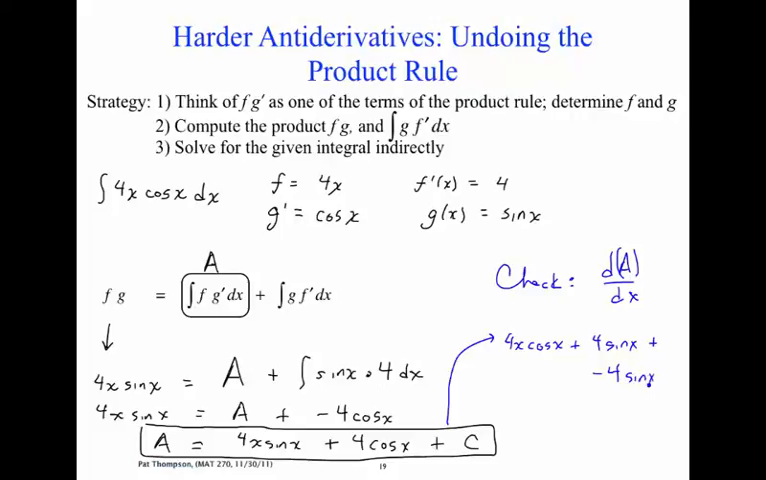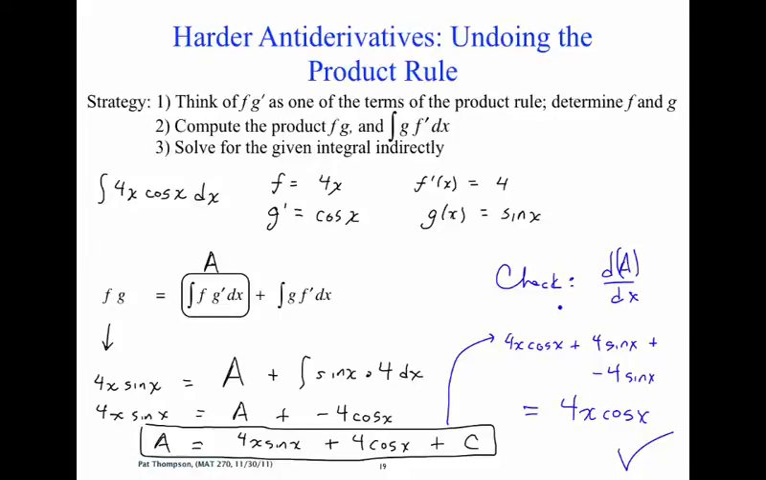Negative 4 sine x equals, which is that 0. Lo and behold, did you see what happened? Did you catch it?